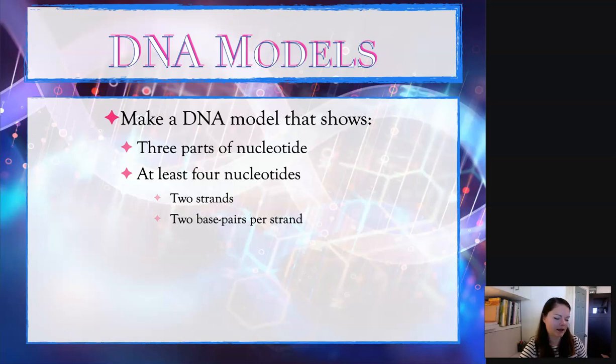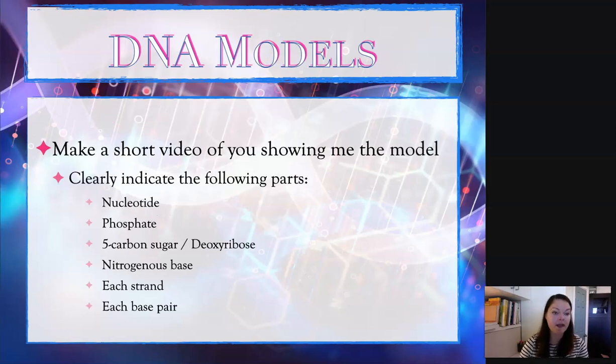But instead of just taking a picture, because, well, that's lame, right? If I'm sitting here every day making videos for you guys, I'm going to want one back from you. So here's what I need. You're going to take your model, and it's okay if you can't pick it up and move it around.